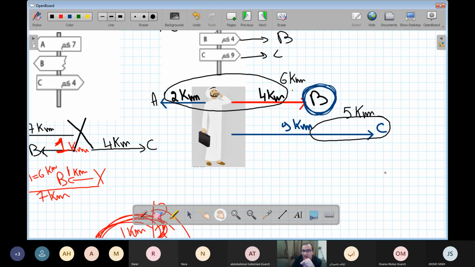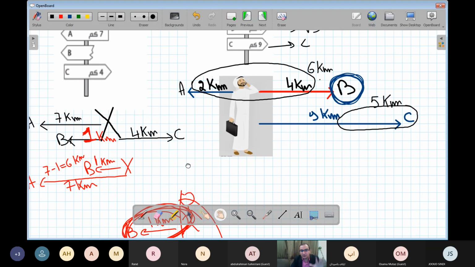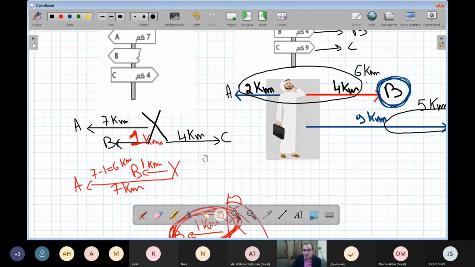This idea is clear. I repeat for the others: if you are in the same place, it took 5 kilometers to get to B and 9 kilometers to get to C. So the distance between C and B is going to be what? Only 5 kilometers. So if we go back to the first signpost, you are here, you need 4 kilometers to get to B. So we only need 1 kilometer to get the distance between B and C.